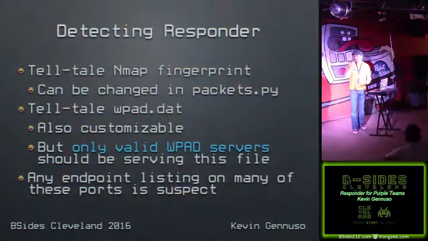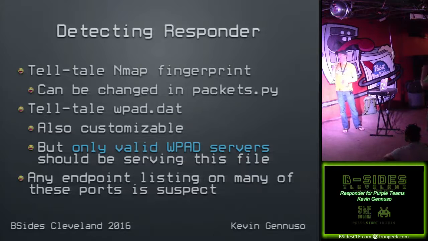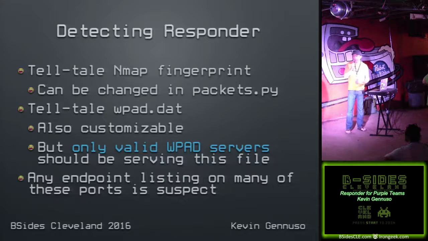As far as detecting Responder, if you have some sort of NAC or something like that, even if you just run regular Nmaps on your network, you can actually find this thing pretty easy if it's sitting out there running. The fingerprint can be changed in packets.py. That's part of the Responder configuration files. It also has a telltale WPAD.dat, but that's also customizable. In the end, nothing on your network should be serving up a WPAD.dat ever, except for valid WPAD.dat servers. So maybe if you see a web server suddenly pop up on your network and it's serving WPAD.dat, you've got to go panic and grab that thing and yank it off the network, because it's definitely doing something bad.